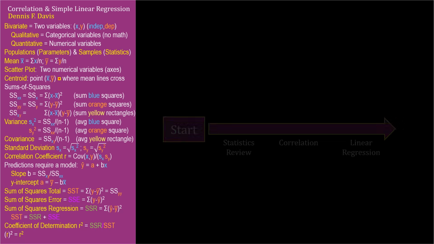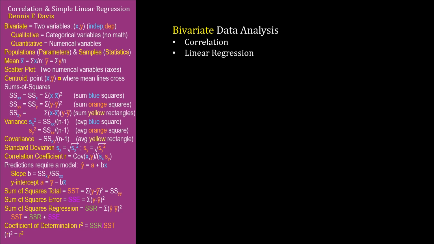So, here's the big picture. Correlation and simple linear regression are statistics topics under the broader category of bivariate data analysis. The word bivariate means two variables. Your statistics class will start with the analysis of just one variable at a time, but by the end you'll be looking at more than one. And to illustrate where we're going, I'll start with just one variable.